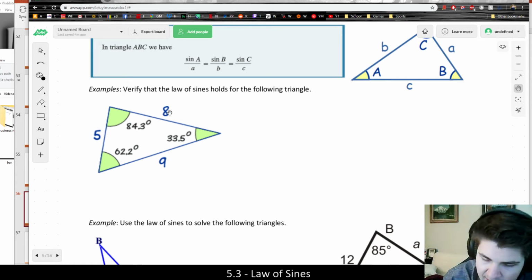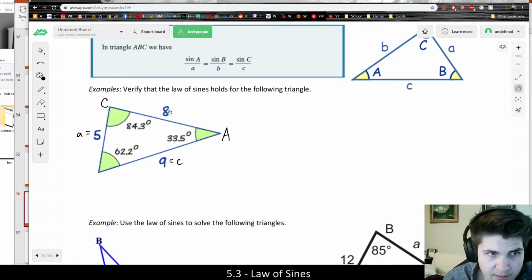But what it says is, let's just say I call this one, the smallest side, A. And again, little letters for sides, big letters for angles. The longest side we'll call C, and the biggest angle C corresponds.